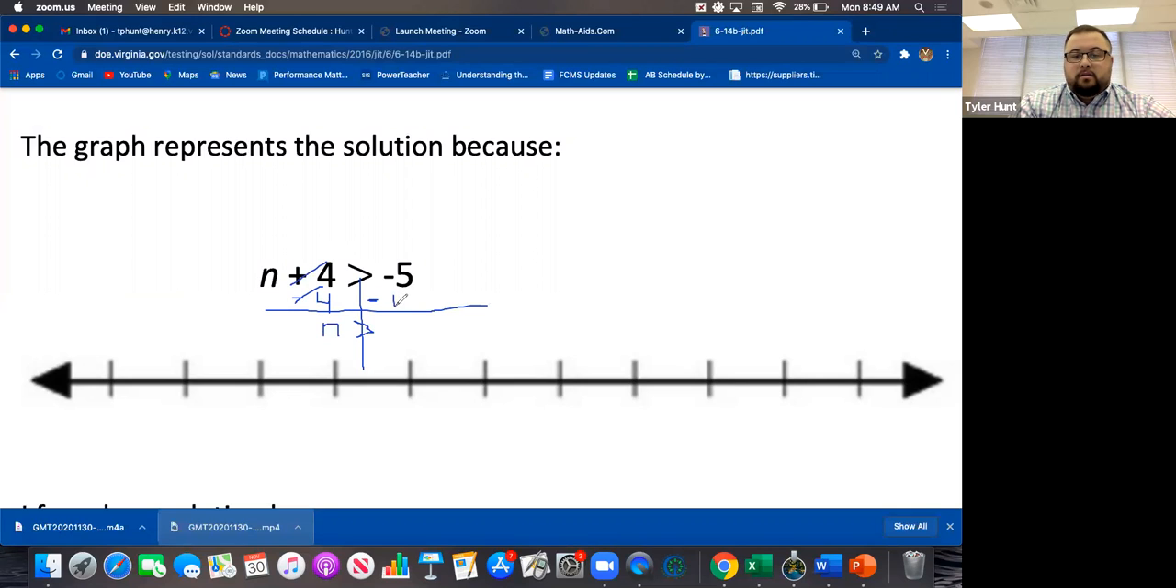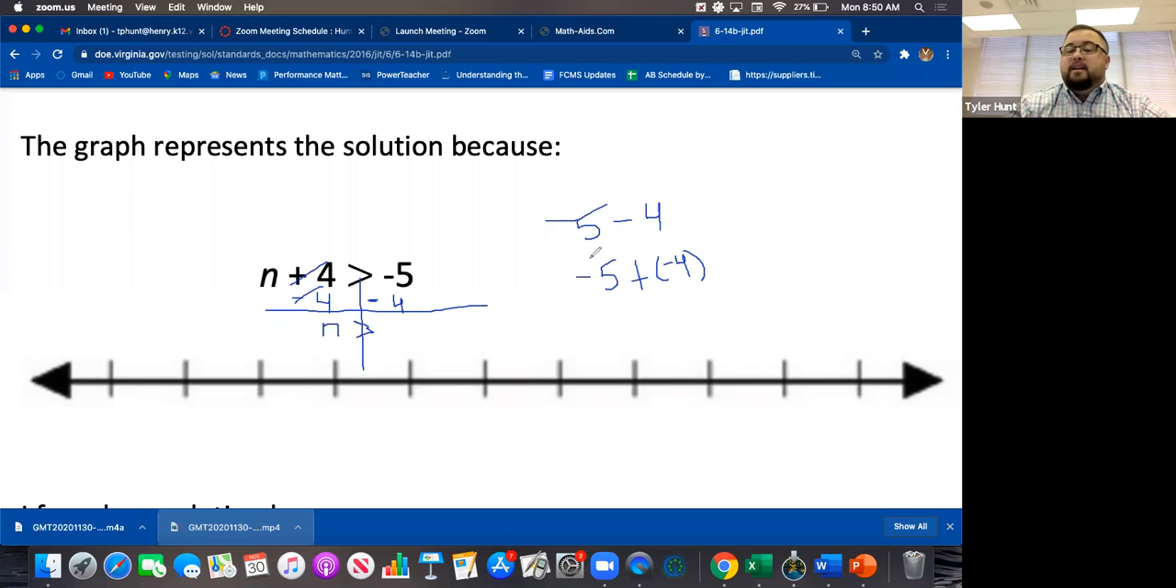minus 4. So remember, when we are subtracting integers, it'll be -5 minus 4. Remember, we can KFC that: keep, flip, change. That only happens when we're subtracting integers. So we can keep the first number the same, flip the subtraction to addition, and then change the second number. So since it was positive, we'll make it a -4. Now, remember your addition rules for integers.